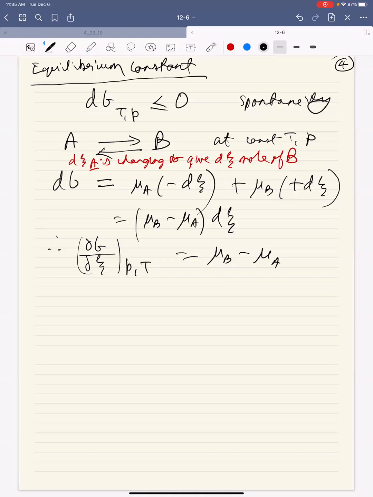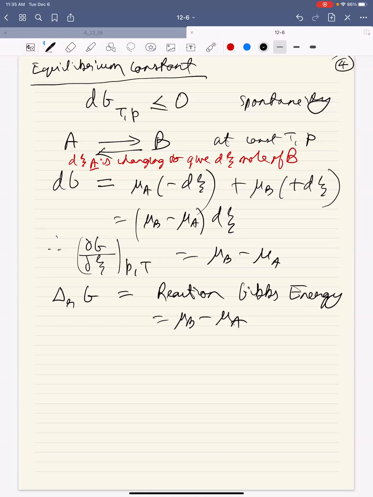So this thing has a name. It's known as the reaction Gibbs energy, which is mu B minus mu A for this simple reaction. If you had stoichiometric coefficients, you would generalize it, and we'll get to that in a moment. What this means is that if delta rG is negative, then which one is spontaneous, forward or backward? Forward. What do you think?